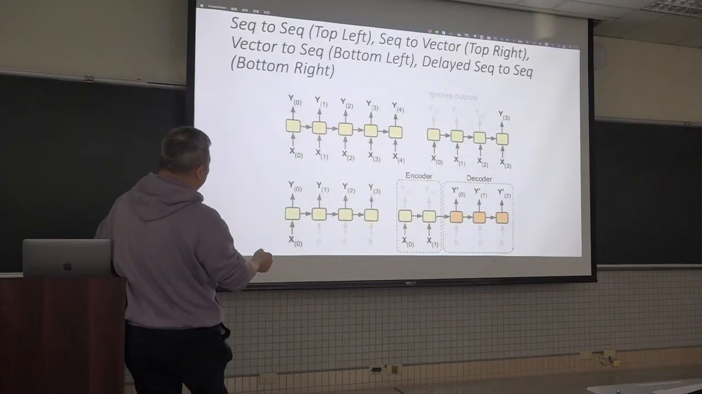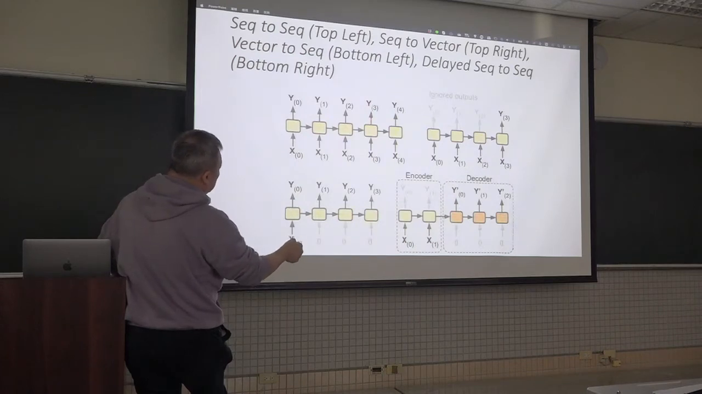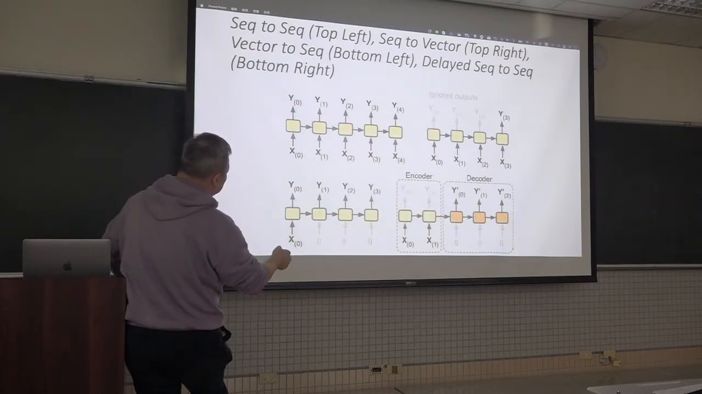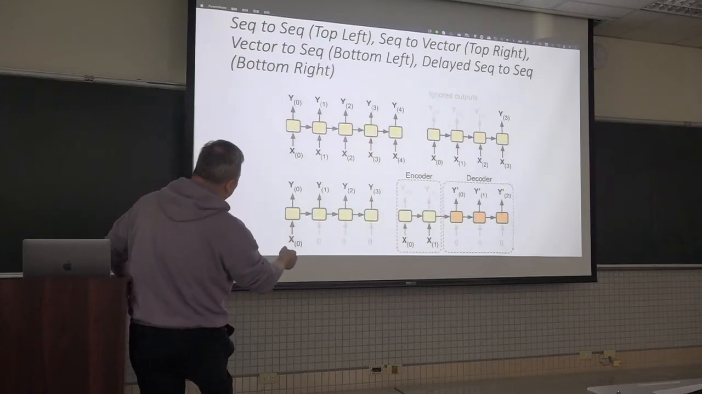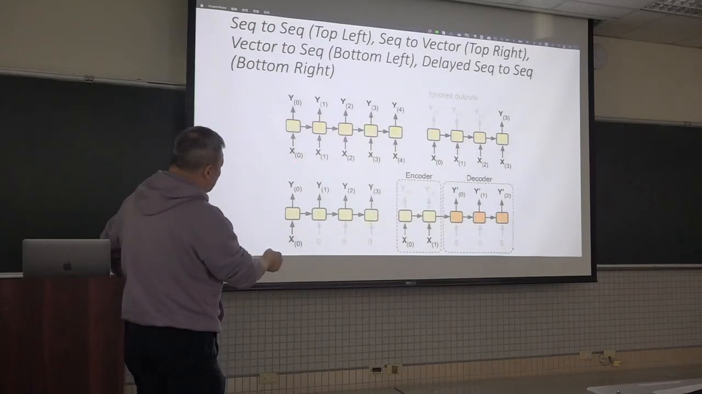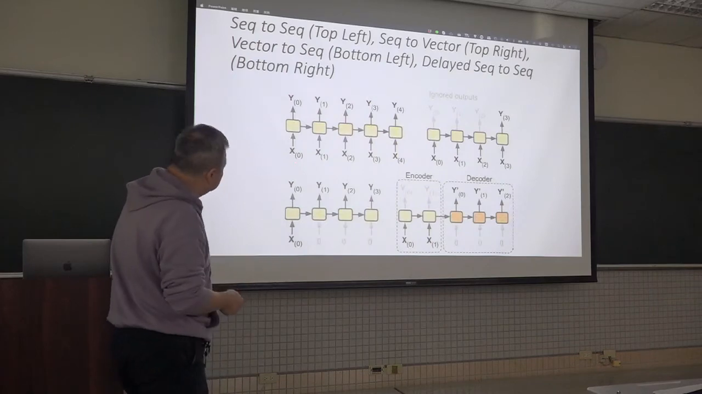It's like what I just told you. x0, x1, x2, x3. This one is x1, x2, x3, x4, x5. So only x5 is unknown. From x1 to x4, they already appear in the input, but that's fine. A model with such a property is called a causal model.